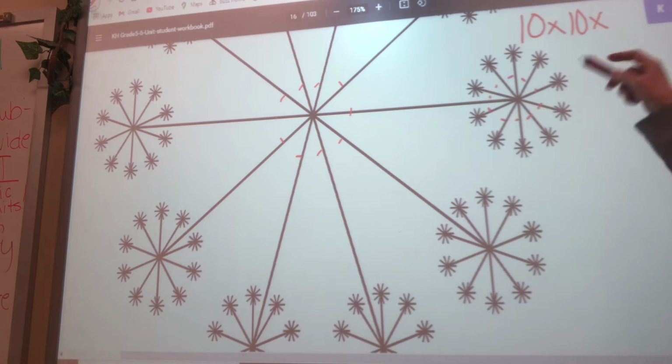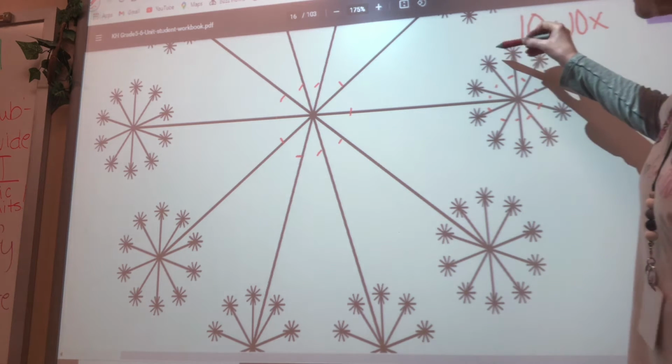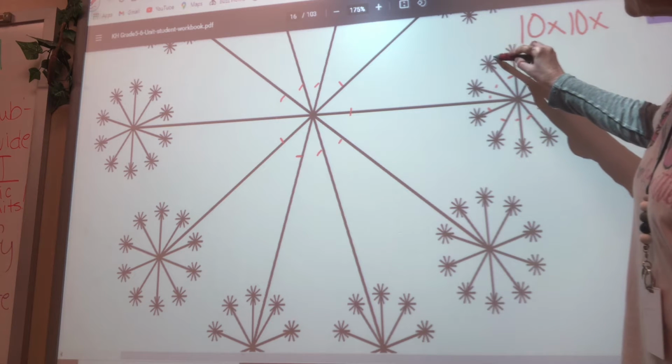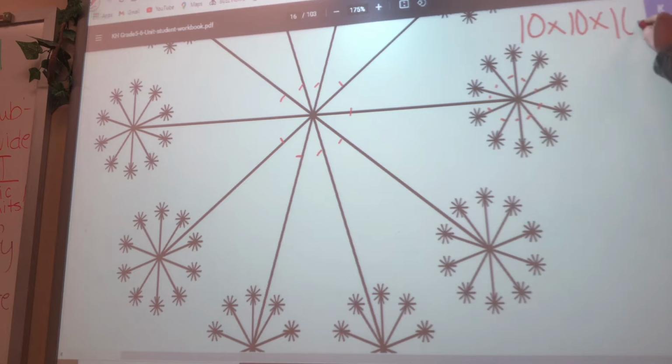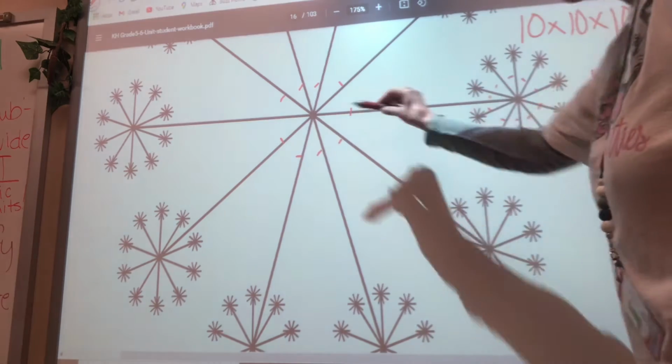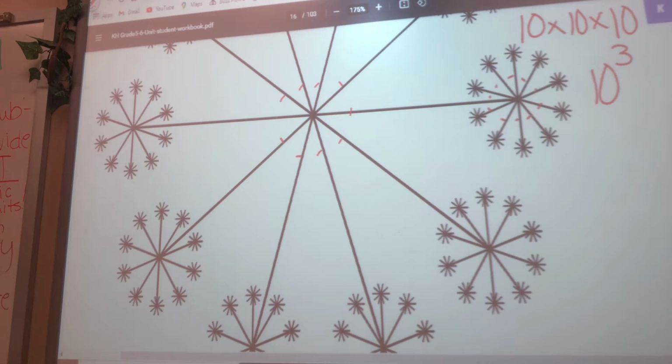And then if we really get in close, we can see that on the ends of those spikes, there are 1, 2, 3, 4, 5, 6, 7, 8, 9, 10 little spikes. So this whole snowflake would be 10 to the third power because there's 1, 2, 3 sets of little 10s on here.